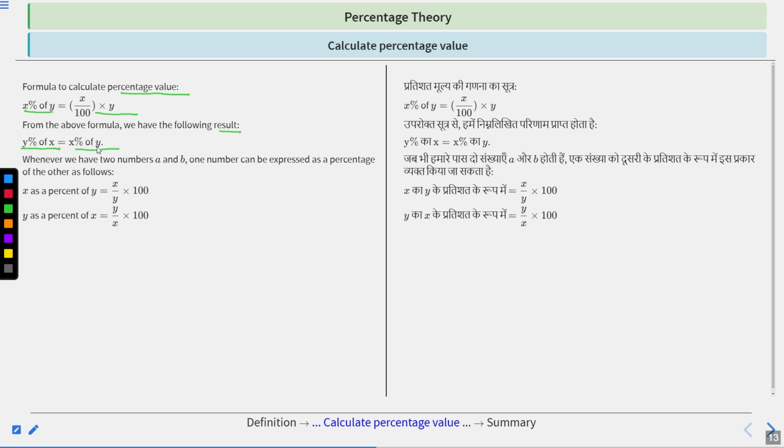We can say that whenever we have two numbers A and B, one number can be expressed as a percentage of the other as follows. For example, X as a percentage of Y. How can we represent it? X upon Y multiplied by 100. Y as a percentage of X, then Y upon X multiplied by 100. We get the result.